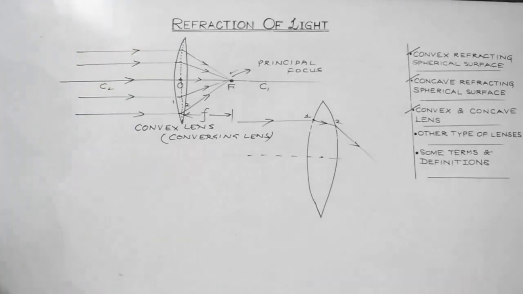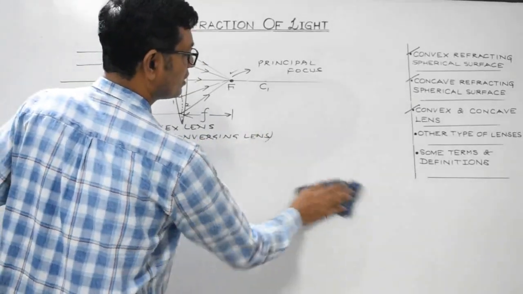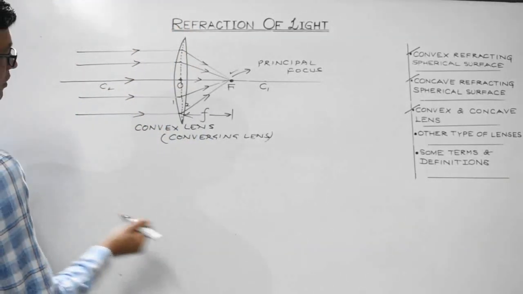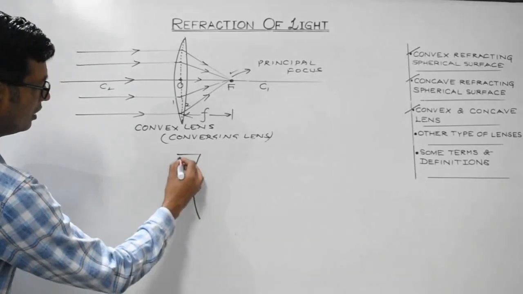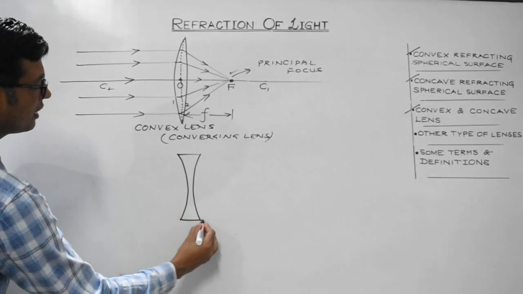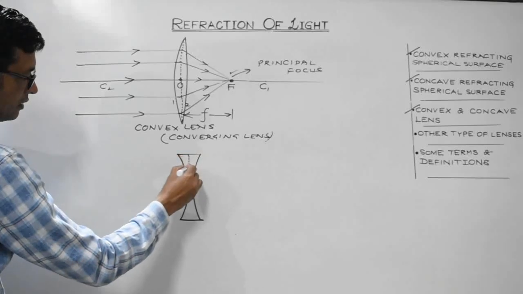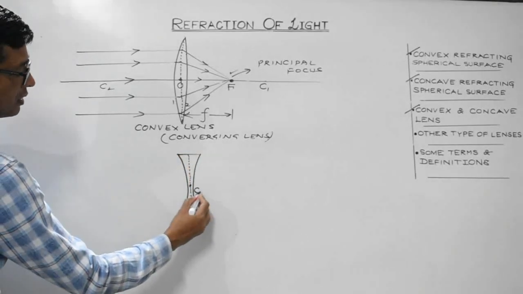Now let's discuss concave lens. Concave lens, students, it is also known as a diverging lens. So let's check it out. Okay, this is a concave lens. You are aware, a concave lens is thin at the center while it is thick at the edges. Now, draw a reference line. This can be considered to be the optical center point 2.